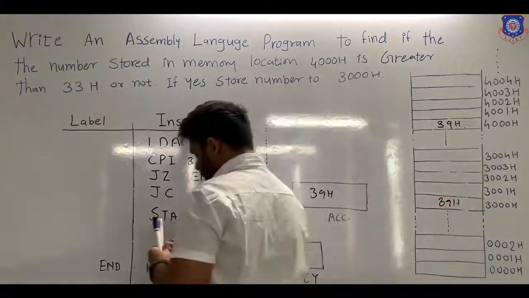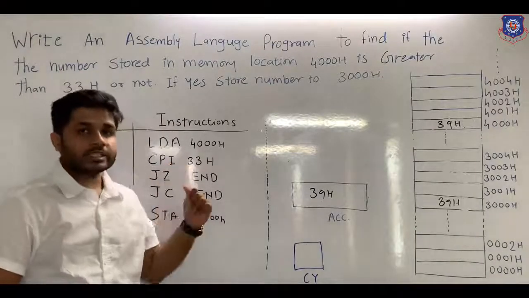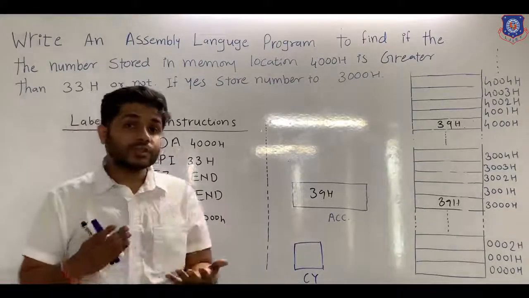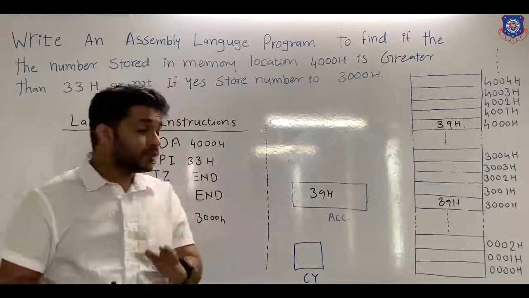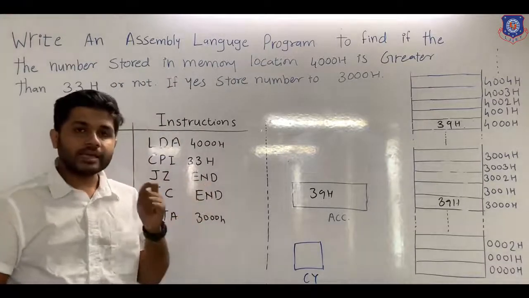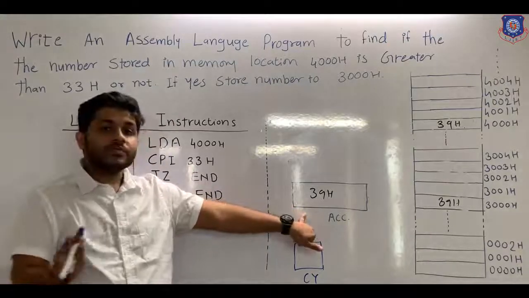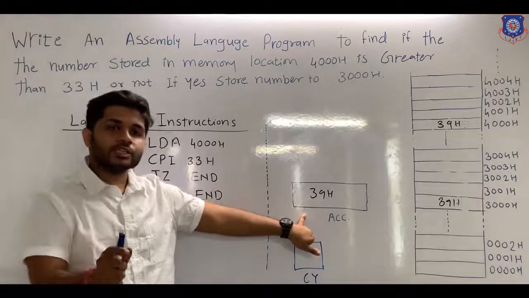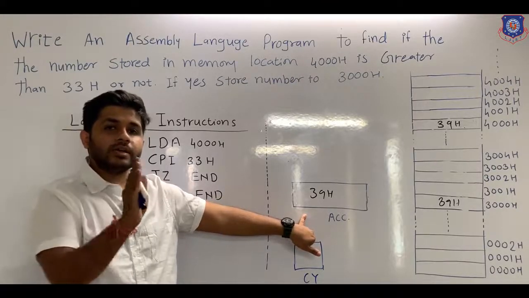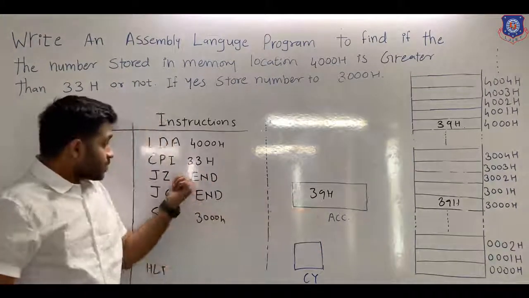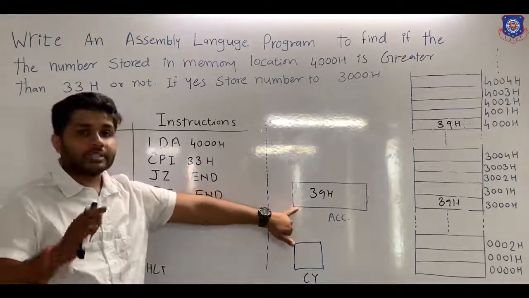Okay? Now can you tell me why we have used the CPI instruction instead of SUI? We could have also used the subtract immediate instruction, but instead of subtract immediate we have used the CPI. So reason behind that is, if we use the CPI in the accumulator, answer will not be changed. When we use the compare instruction, only the flag will be set, using which we can decide if the number is greater, equal or smaller. If we use the SUI instruction, subtract immediate, in the accumulator the answer will be changed.